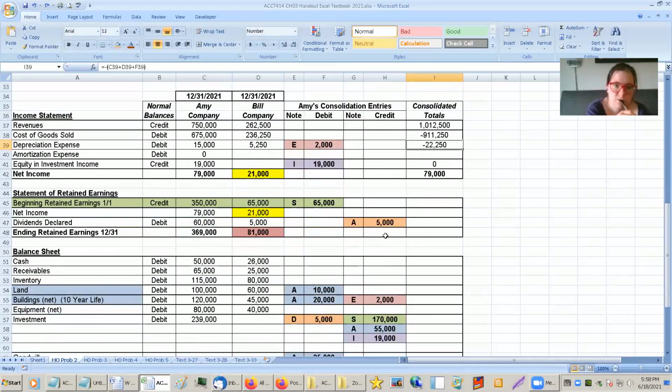Okay, coming down here. Now, retained earnings. Basically, this is only going to be the retained earnings for the parent company, Amy. And these are really the only things that are going to be left. Are these here?